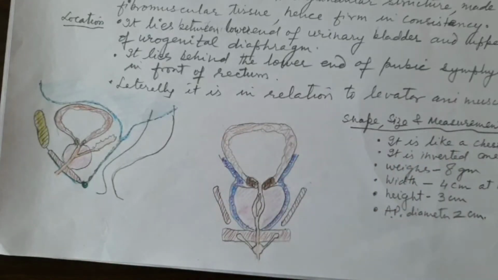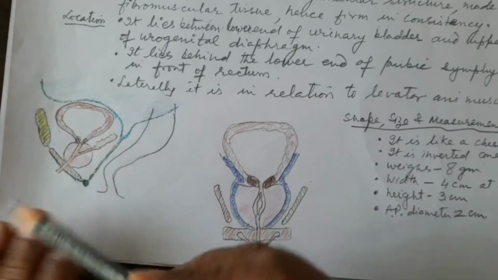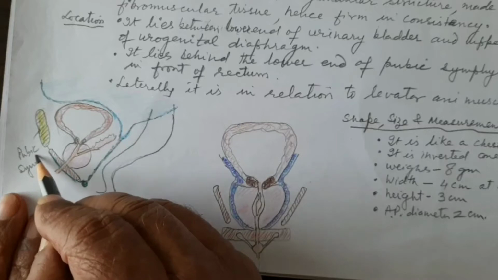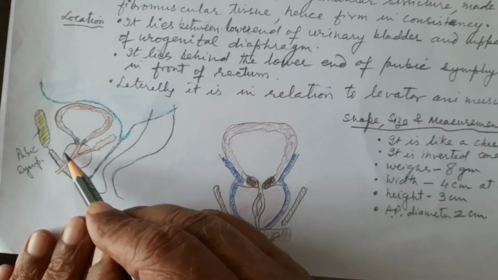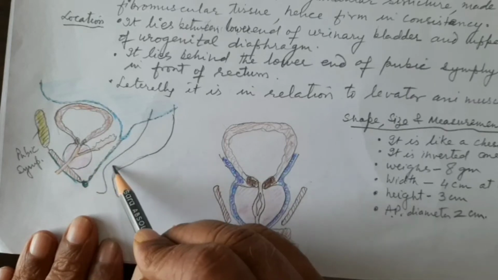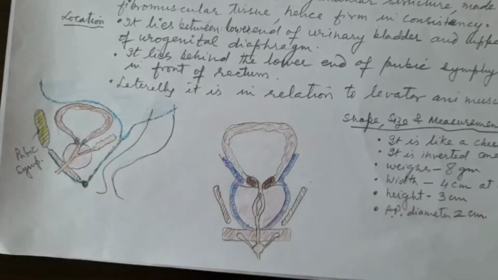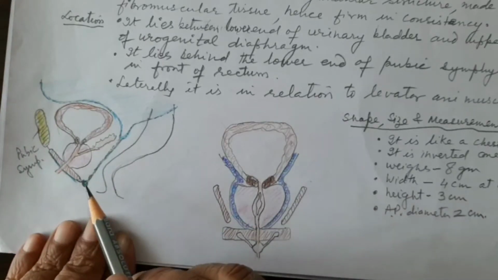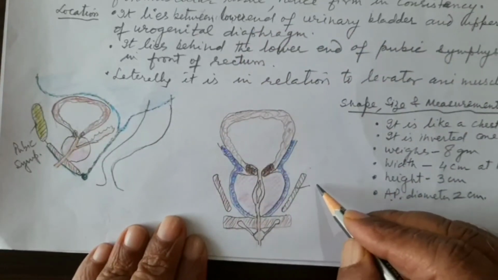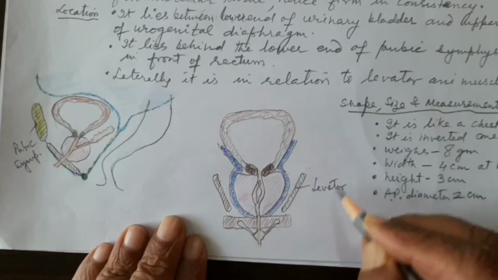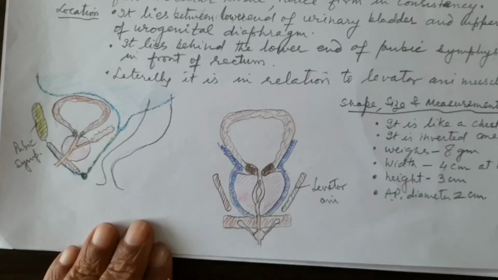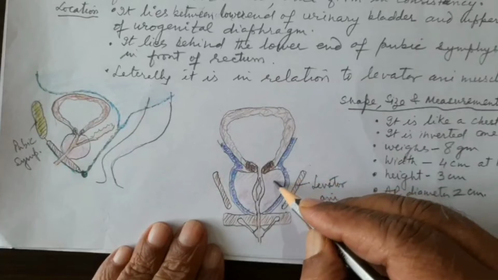So it lies behind the lower end of the pubic symphysis. This is the pubic symphysis, and the prostate gland lies below its lower end, but in front of the rectum. Laterally, in this coronal section, it is in relation to this muscle, called the levator ani muscle. So laterally it is in relation to the levator ani muscle on either side. This is the prostate gland.